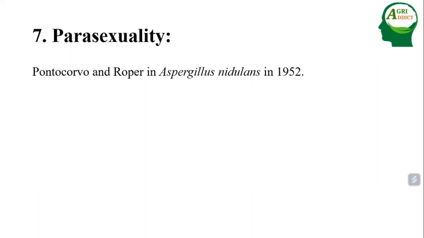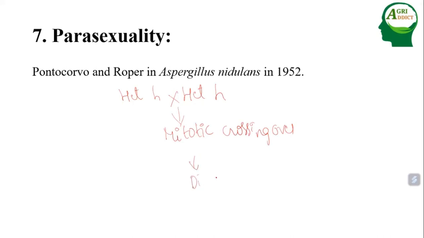Parasexuality was given by Pontecorvo and Roper in Aspergillus nidulans in 1952. Here, there will be fusion between heterokaryotic hyphae, which is followed by mitotic crossing over, so that you will get the diploids here. And the diploids will get converted into haploids by the process of haploidization. So this parasexuality can also bring recombination in fungi. Mitotic crossing over is the important point here.